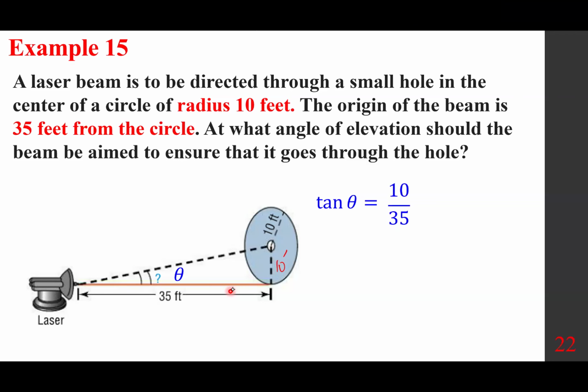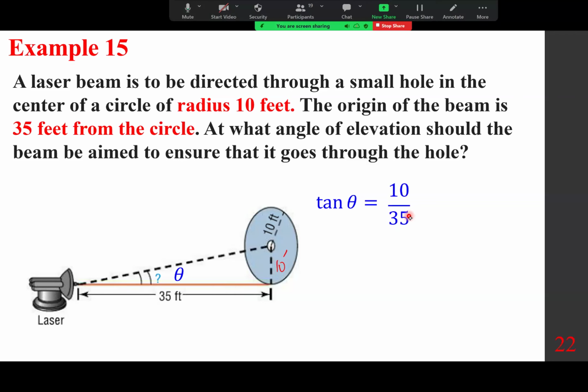So theta is the tan inverse of this number. Of course, we can simplify it by a factor of 5. It doesn't matter. You are putting into account. So tan inverse of 10 over 35 or tan inverse of 2 over 7. And that gives us 15.9 degrees.